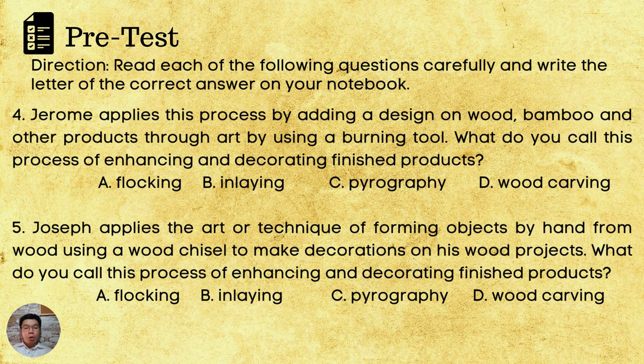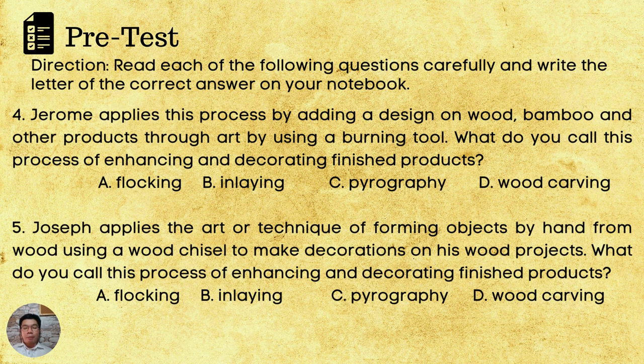Number 4. Jerome applies this process by adding a design on wood, bamboo, and other products through art by using a burning tool. What do you call this process of enhancing and decorating finished products? A. Flocking. B. Inlaying. C. Pyrography. D. Wood carving.